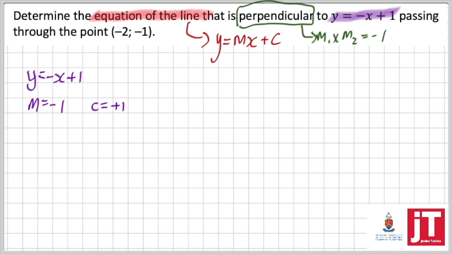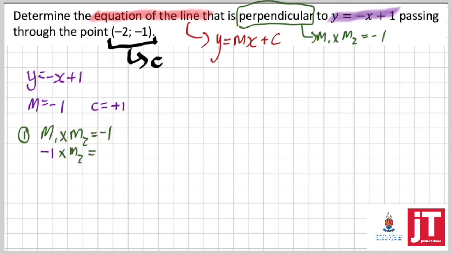I'm not going to worry again about the c value, because I need the m value since they say it's perpendicular to that line. And I'm going to need that set of coordinates to get c. So this means I'm going to follow my basic processes. First of all, I'm going to go to perpendicularity, substitute the gradient that I've got in, and determine the value of the new gradient. So that new gradient's value is 1.